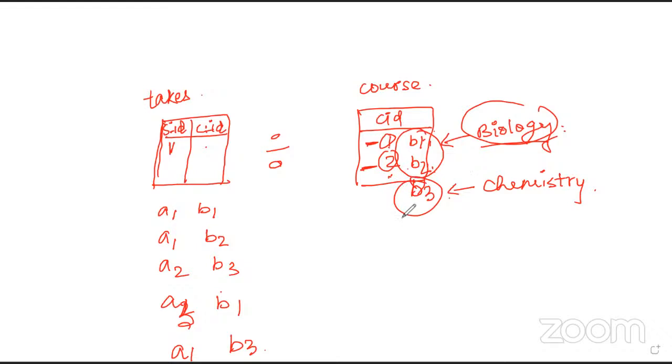But still, the answer would be A1 over here, right? Yeah. So the A1 student takes all the courses offered by the biology department.